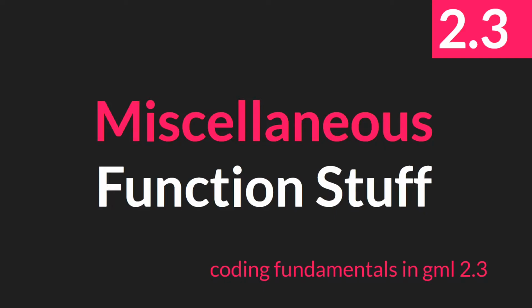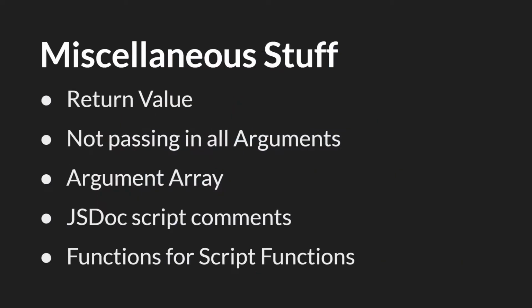In this tutorial, we're going to talk about some miscellaneous function stuff that I didn't really get a chance to cover in the other tutorials on functions and methods, but think that they're important enough to be discussed. So these are the 5 things we're going to talk about. Again, they are sort of odds and ends, but let's just go through them one by one.